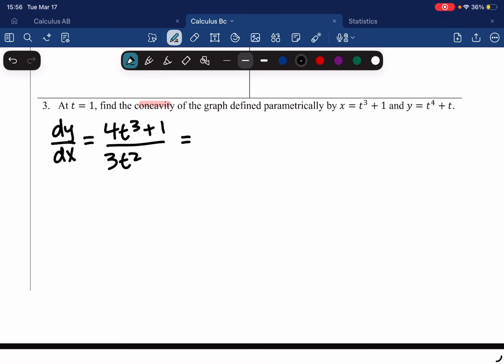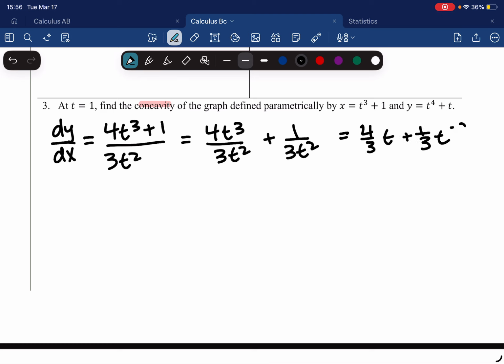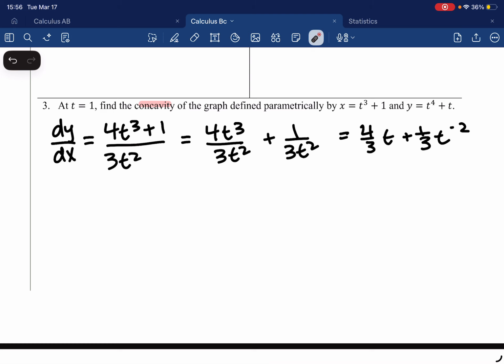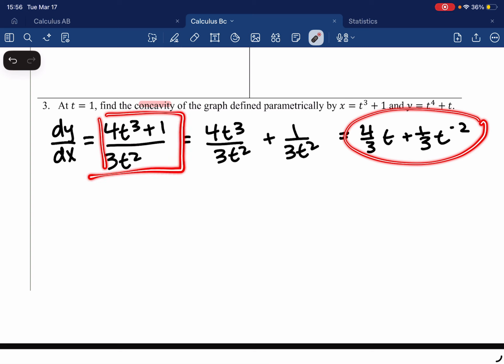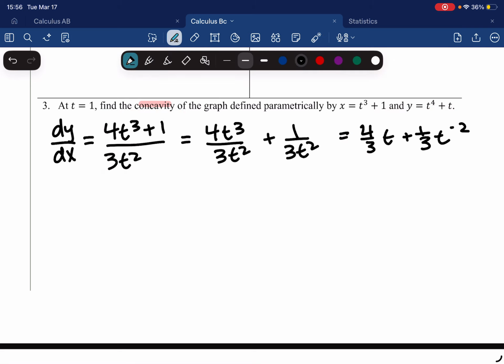I can simplify this by splitting it into 2 fractions, so this could be 4t cubed over 3t squared plus 1 over 3t squared, which simplifies to 4/3 t plus 1/3 t to the negative 2. Again, the reason I'm simplifying is because it's a lot easier to take the derivative of this than it is to take the derivative of this. Doesn't mean you can't, but you'd have to use the quotient rule, and that's just more steps and more risk for making mistakes. So now I'm going to find the second derivative.